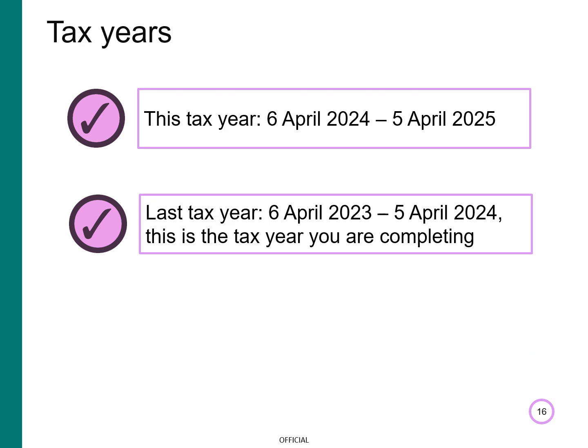Rather than keep repeating the tax year, I'm going to refer to this year and last year. So, this year is the 6th of April 2024 to the 5th of April 2025. Last year is the 6th of April 2023 to the 5th of April 2024 tax year. So that's the year of the tax return you're filling in. We'll now look at each of the pages of the tax return and where to find the figures.